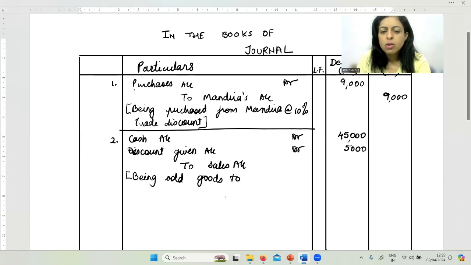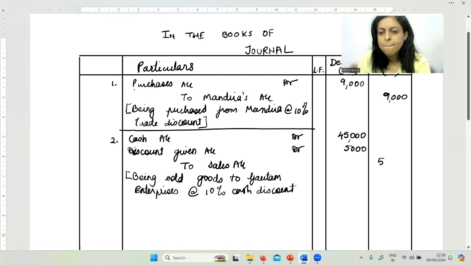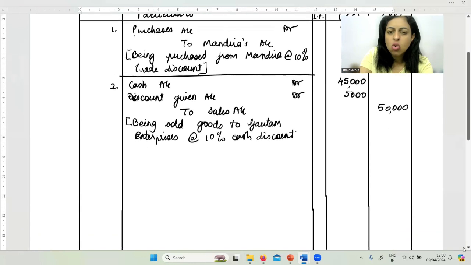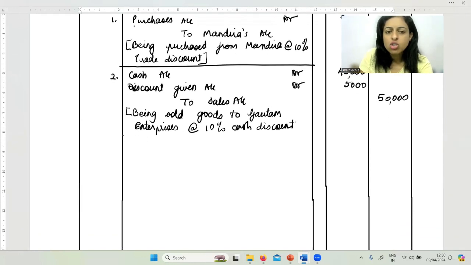you could also have the name written, to Gautam Enterprises. If you put it correctly, Gautam Enterprises, I will write in the narration at 10% cash discount. Correct? So this is how you will write the journal entry of this transaction, which is consisting of cash discount.